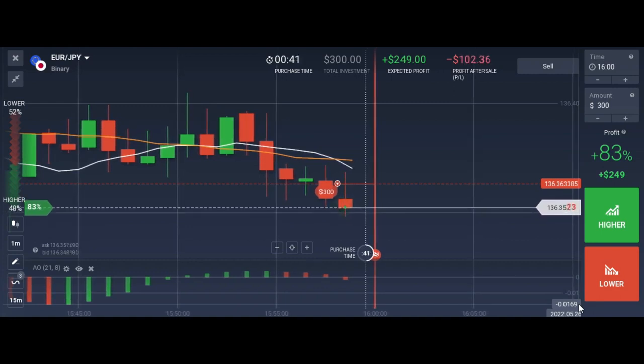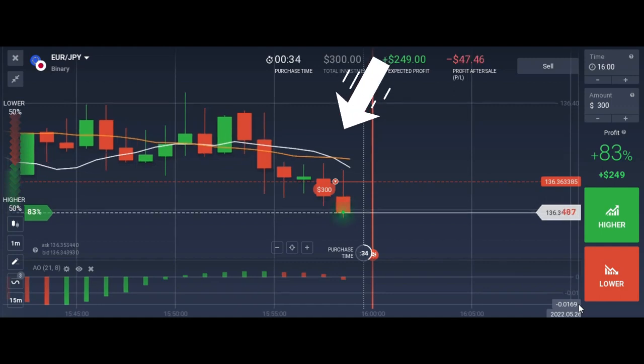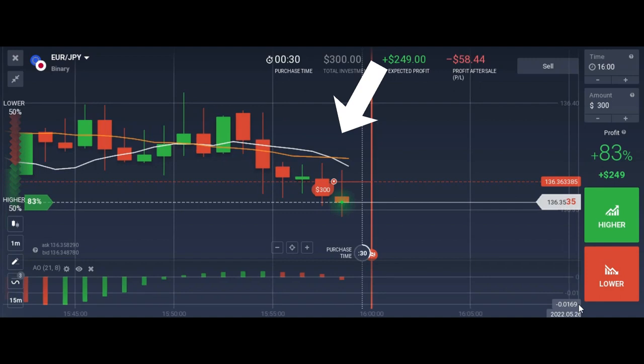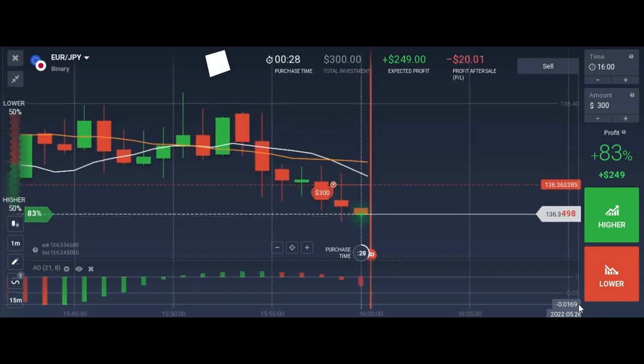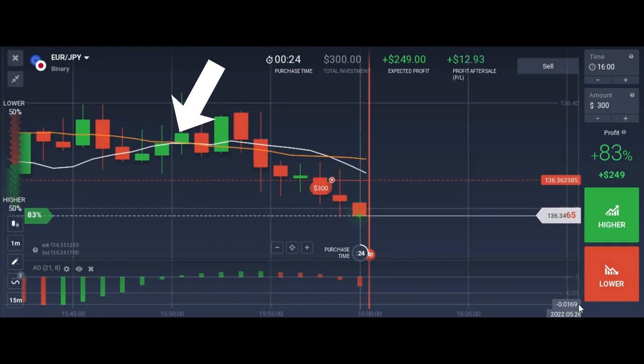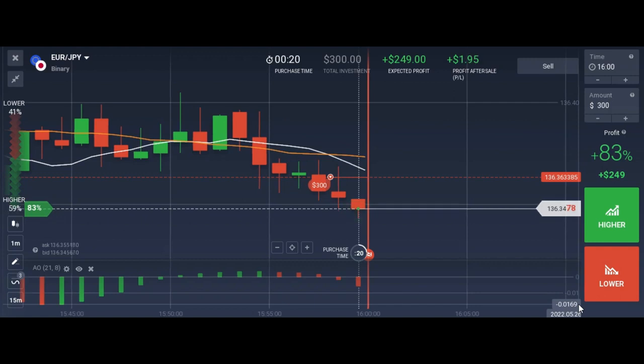The crossover of the moving averages should be a clear crossover, like in this case, and not like in this case, where the moving averages seem to be getting tangled up.